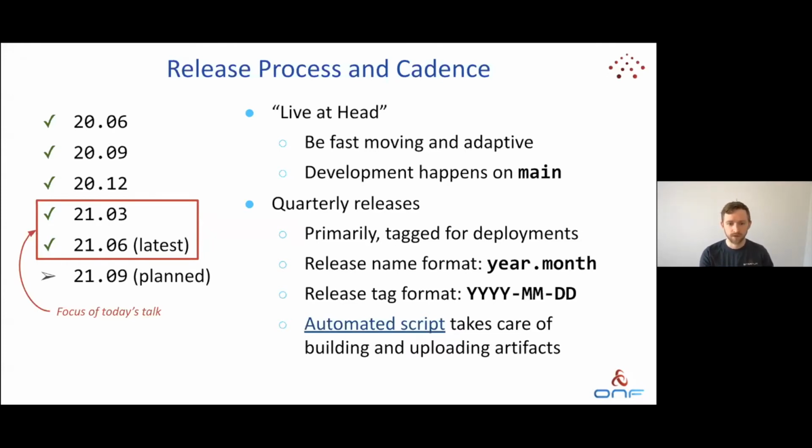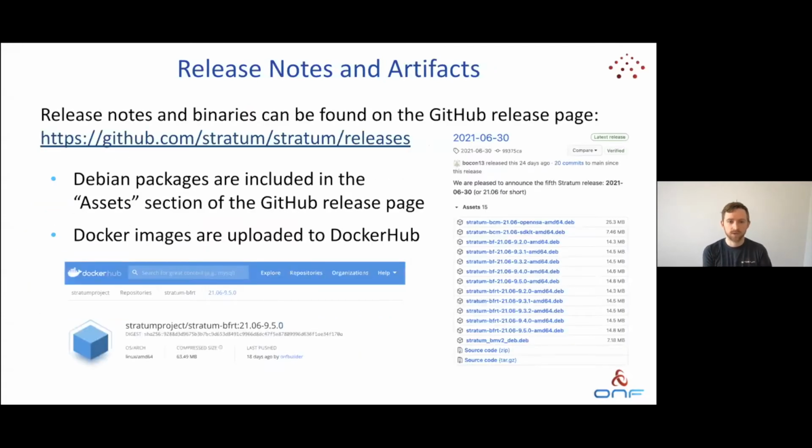So a quick note on release notes and artifacts. If you haven't downloaded the release notes before or taken a look at the artifacts that we prepare, this link here, github.com/stratum/releases, has a list of all of the releases that we've had and will contain future releases. If you want Debian packages for our supported targets, they're under the assets section, which is under the GitHub release. And then if you're looking for Docker images, those are uploaded to Docker Hub, and you can find most of them under the Stratum project org.